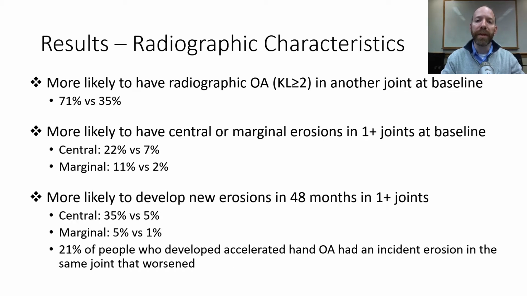We also observed that individuals with accelerated hand osteoarthritis were more likely to have radiographic osteoarthritis in another joint at baseline. They were also more likely to have central or marginal erosions at baseline. Furthermore, over the course of the 48 months, the individuals with accelerated hand osteoarthritis were more likely to develop new erosions in 48 months at one or more joint. Interestingly, this was typically found at a joint that did not develop accelerated hand osteoarthritis, but at a distant joint.